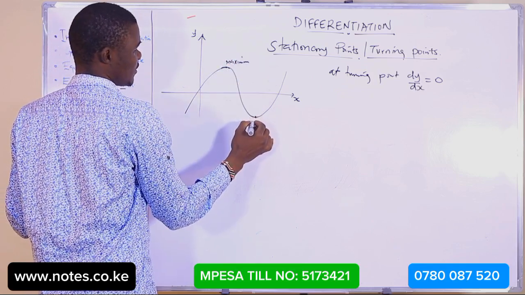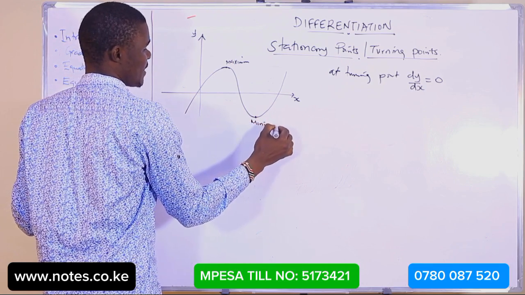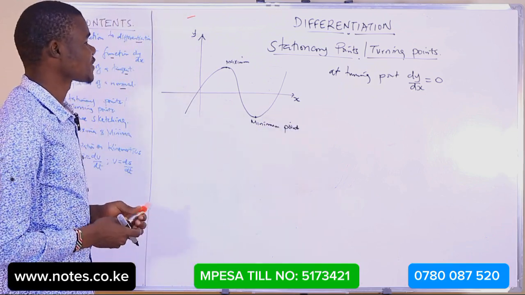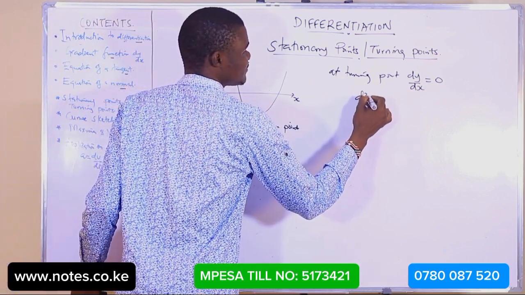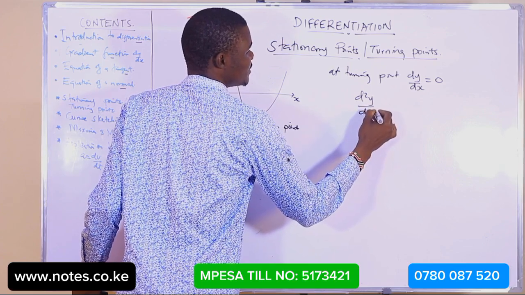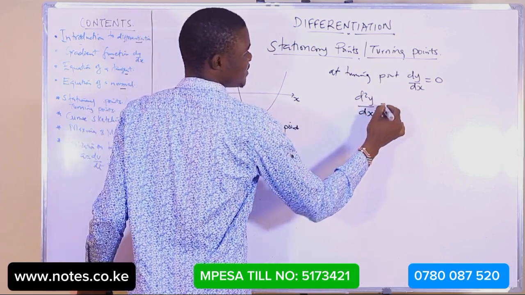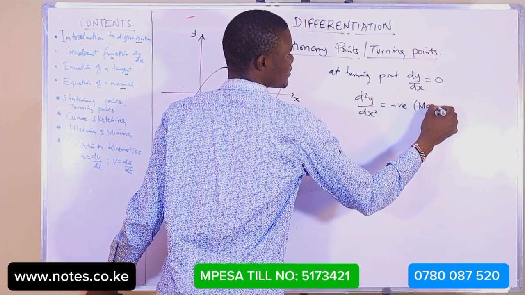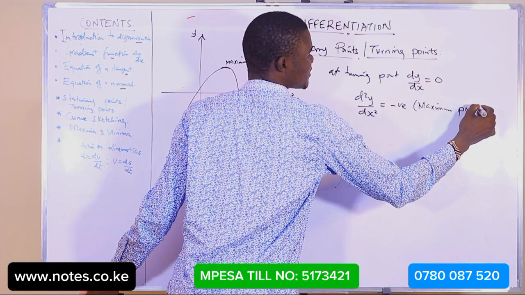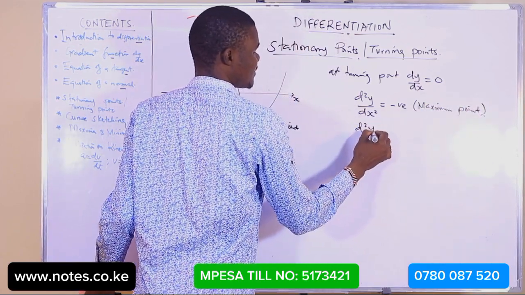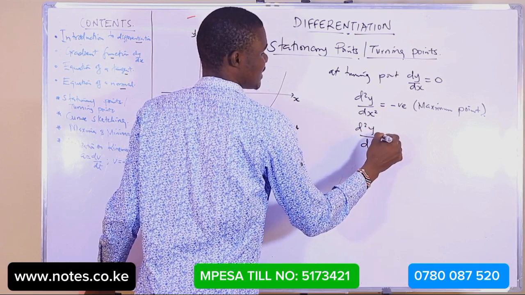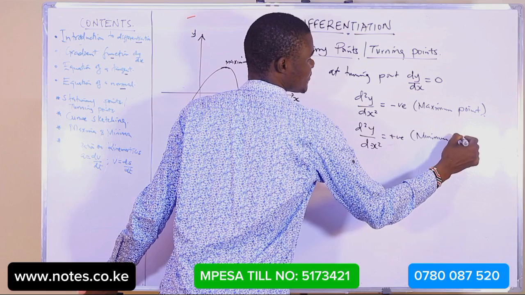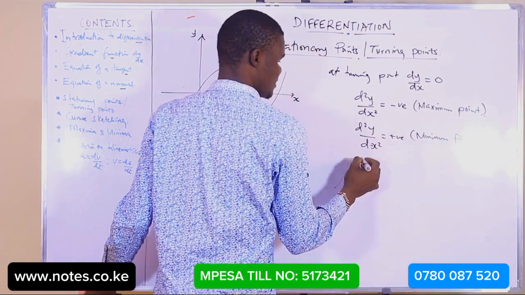So we call this highest point a maximum point, and we call this lower side a minimum point. And how you basically determine a maximum or a minimum point is by getting the second derivative, that is d squared y over dx squared. So when you find that it is negative, this means that it is a maximum point, as I will illustrate later. And when you find that the second derivative of the function is positive, then that is a minimum point.